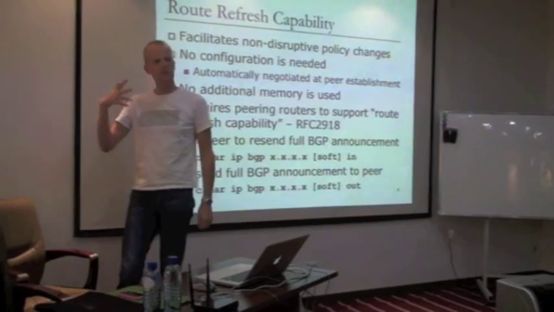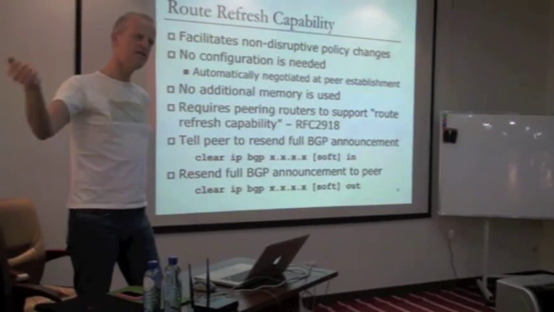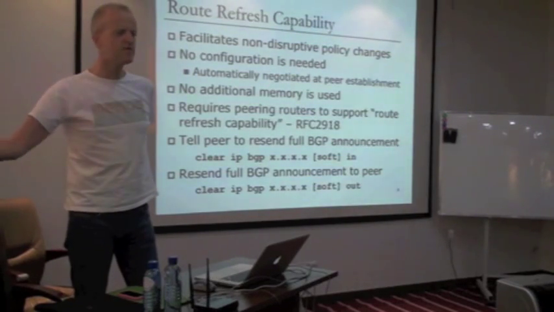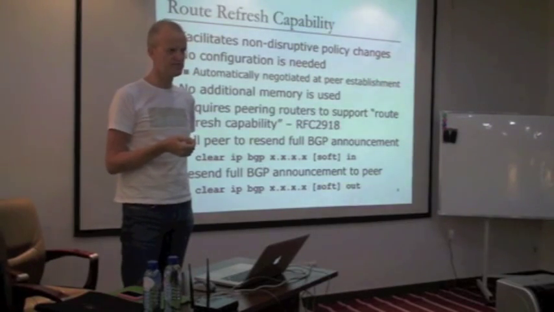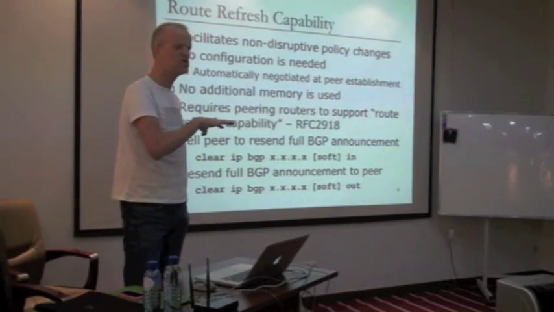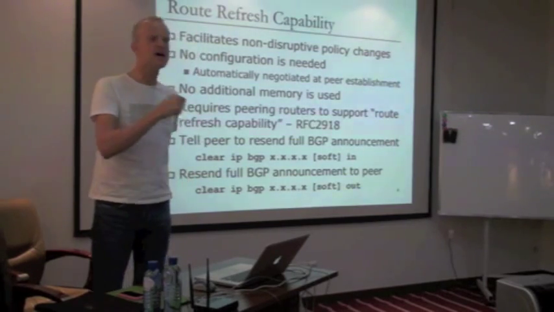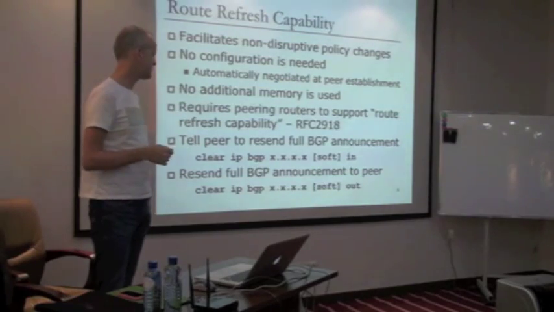So clear IP BGP in means that your router sends a message to the neighboring router, telling the neighboring router to resend its entire BGP feed to you. Clear IP BGP out tells your router to send its entire BGP feed out to the neighbor. Right, so that's the route refresh.